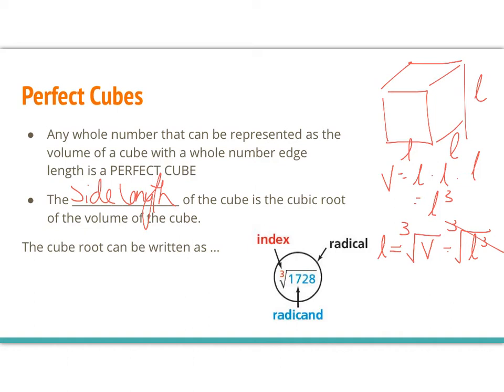So the cube root can be written with the index, the radical, and the radicand. The index is this little small number in the corner, and it tells us what root we are doing, whether it's a square or a cube or a fourth or a fifth or a sixth, whatever it is. The radicand is the number underneath. I'm probably never going to use that word. The radical is just the root sign.